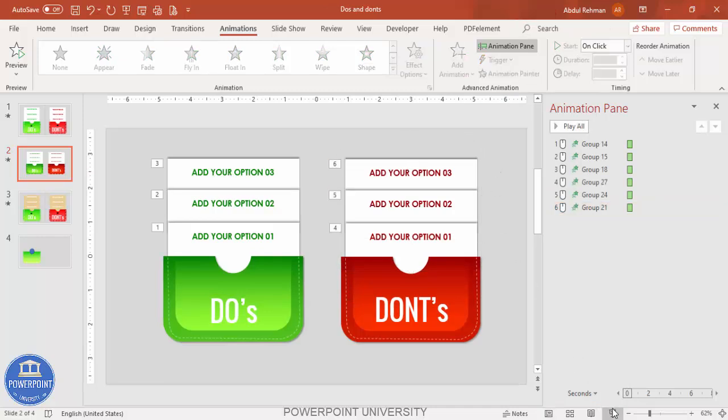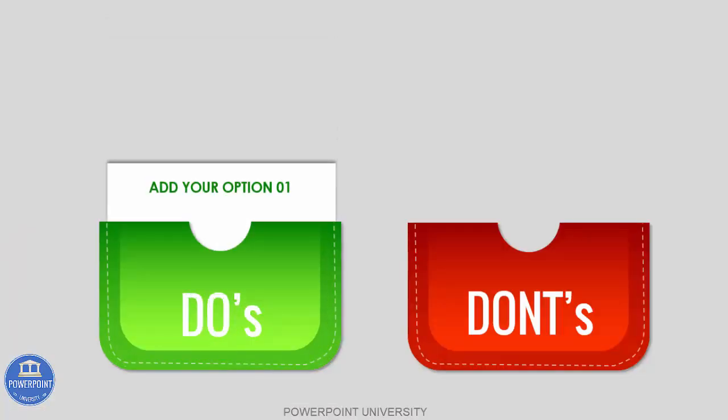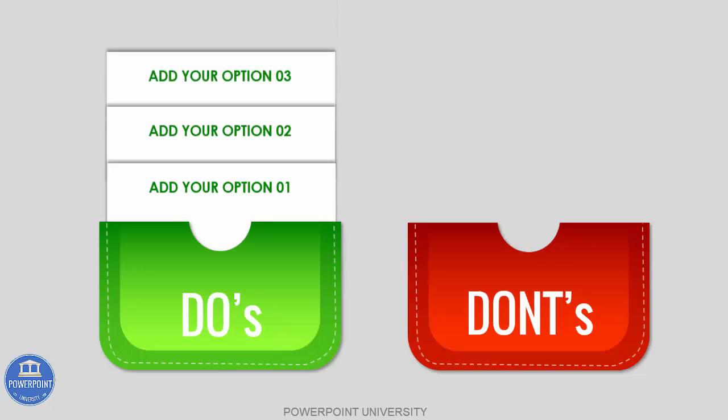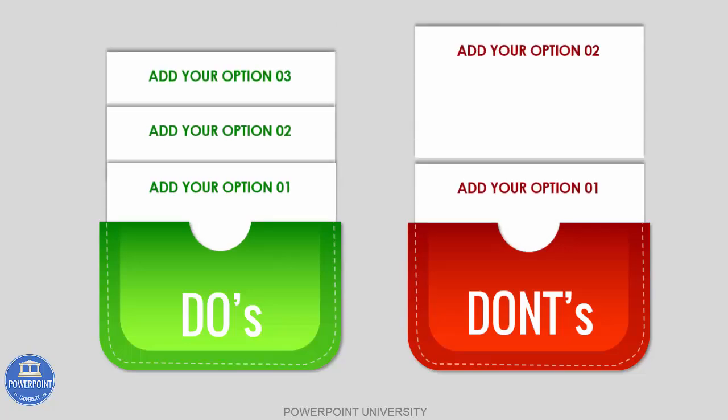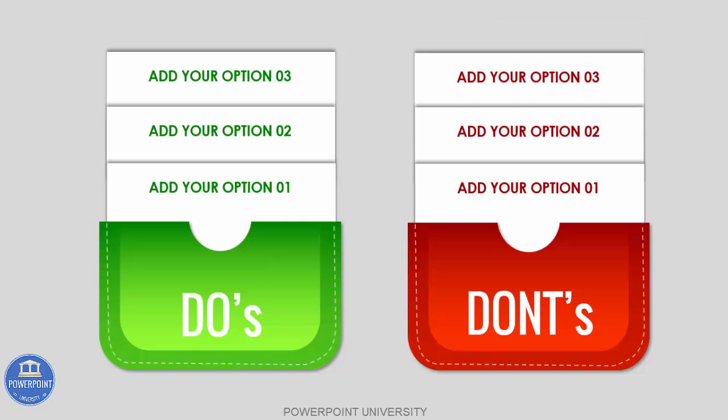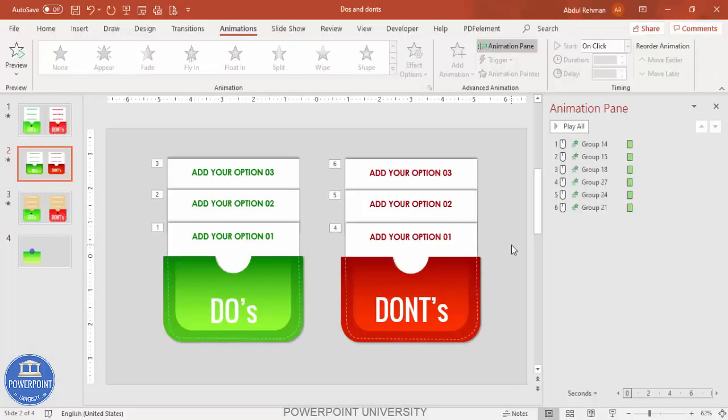And let me just show you how it works. When I click first, see the option 1, option 2, option 3, and don'ts option 1, option 2 and option 3. So this way, simple way, you can add the quick animation to it.